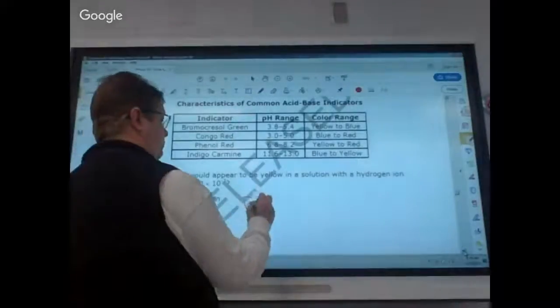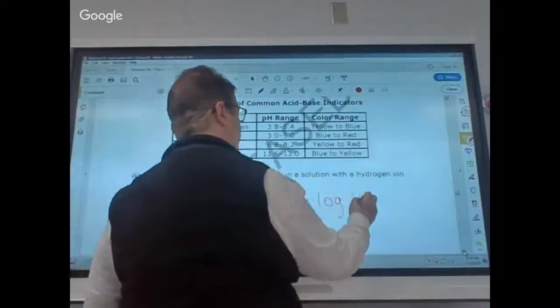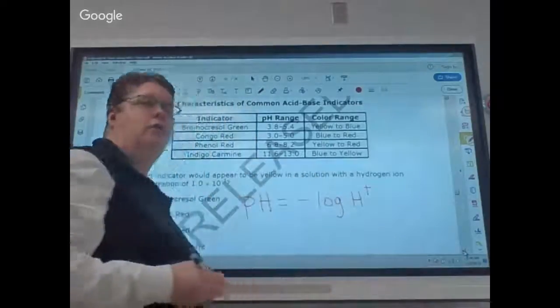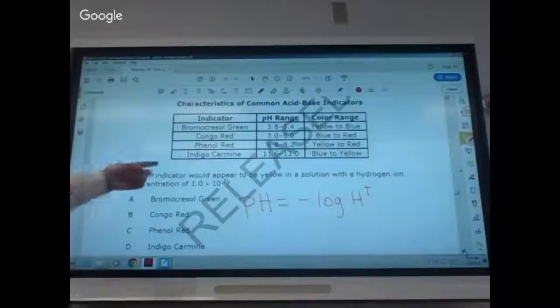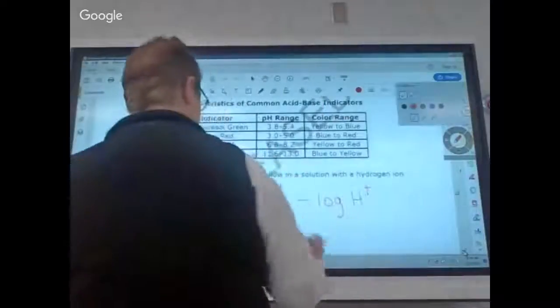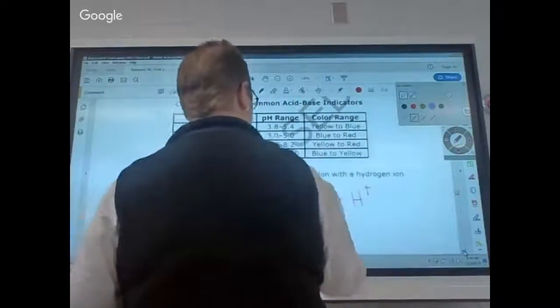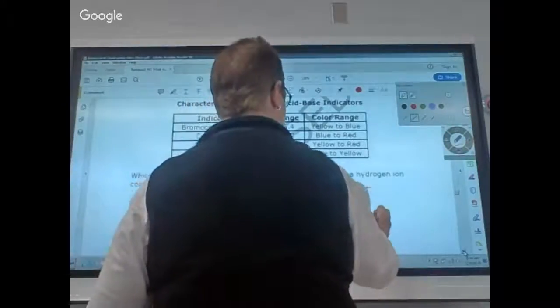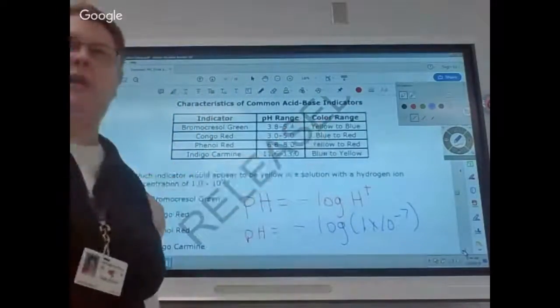pH equals what? Okay. Now, you don't have to use logs. Don't freak out. You're going to use a button on the calculator. All right. It says, what indicator would appear to be yellow in the solution if you have a hydrogen concentration of 1 times 10 to the negative 7? So we're going to put this number in this spot. So pH equals the negative log of 1 times 10 to the negative 7. Now, you don't have to put the parentheses in. I'm just showing the number where the H goes.